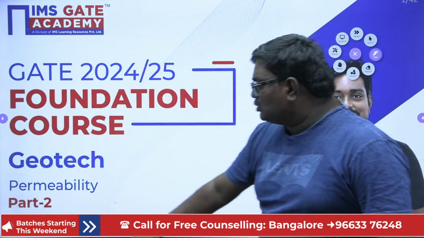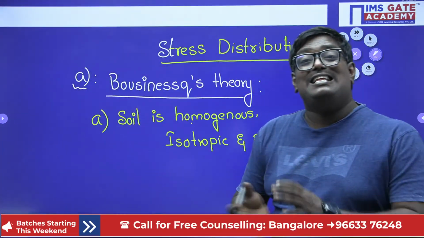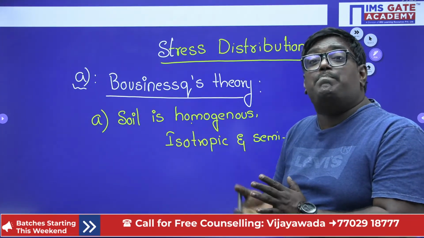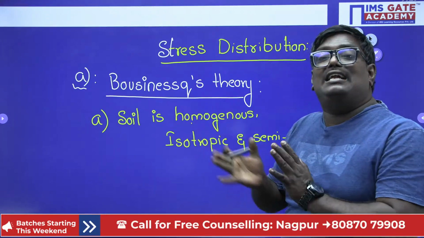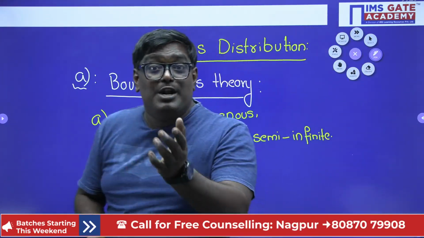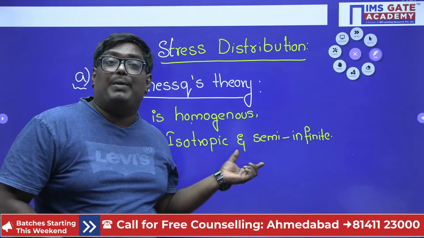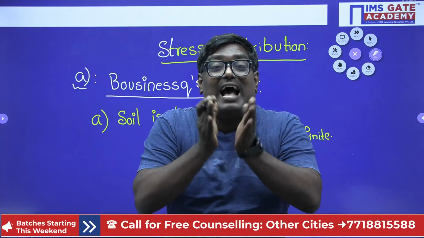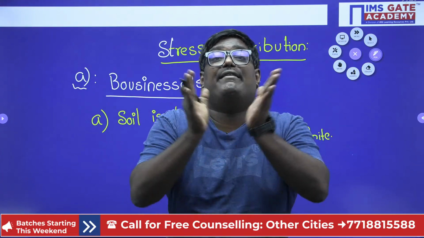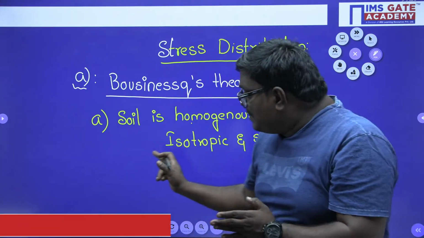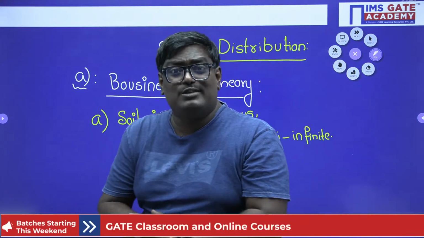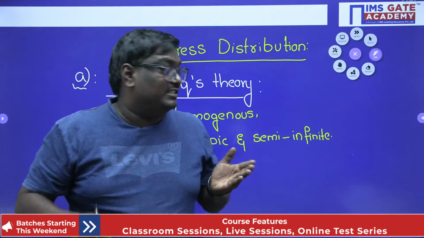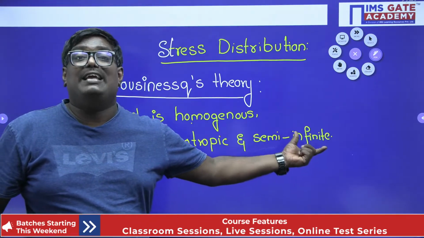A material is said to be homogeneous if it has identical properties at every point. When you talk about isotropic, a material is said to be isotropic if it has the same properties in different directions. And what do you mean by semi-infinite, my dear students? If it extends to infinity in all possible directions, then we call the soil semi-infinite.